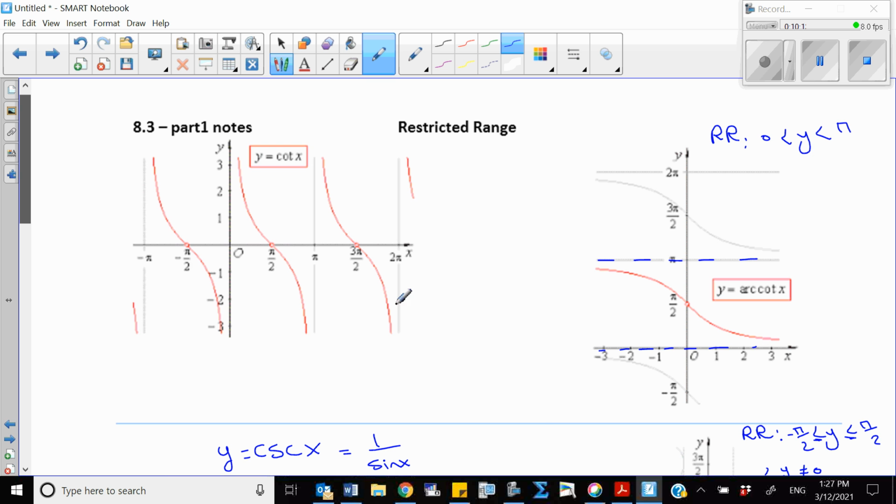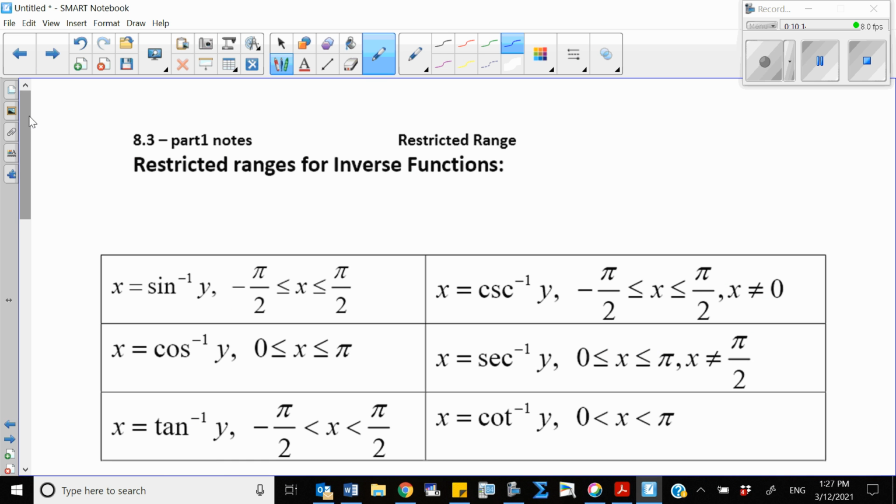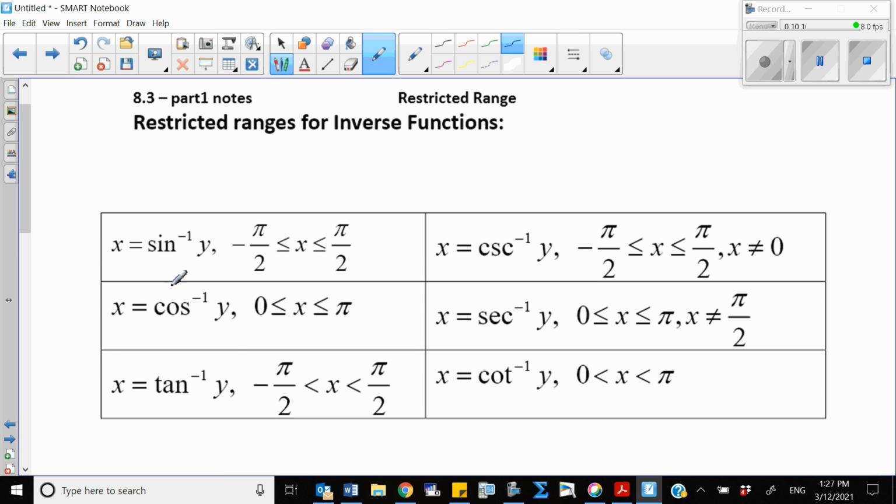So this was today's lesson about restricting the range in order to make the inverse graph, basically a function. Here we have a list of all these restricted ranges. You don't have to memorize them. You can use that whenever you're taking a test or solving a problem. So you can use this as a reference.